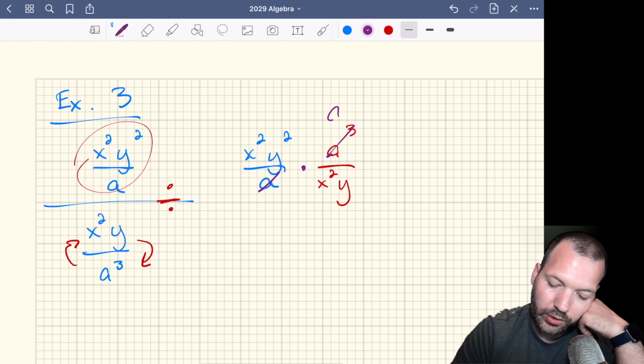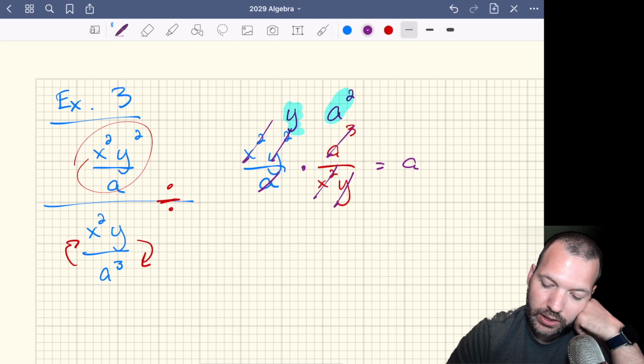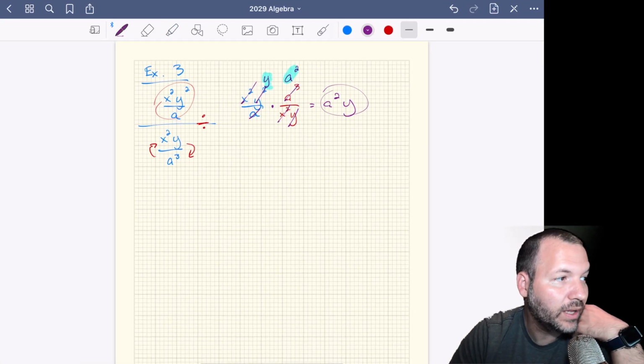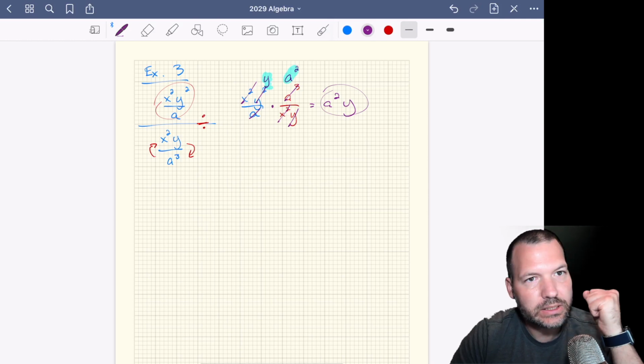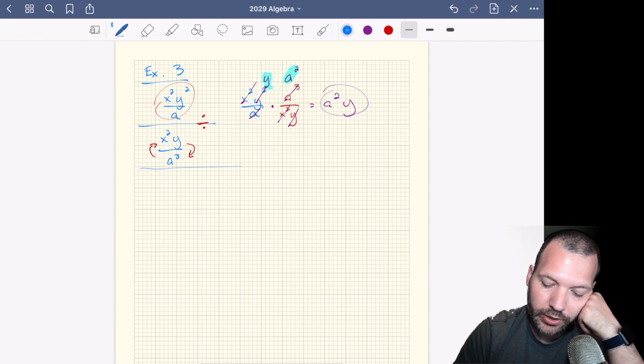A goes into a to the third, leaving an a squared. X squared cancel. Y out of y squared leaves a y. Do my highlighting thing because I'm the best math teacher ever. And write that down. A squared y is the product there. And that's that. That's example 3. Ooh, I even got it right. Nice. Take a moment and work out check your progress 3A and 3B.